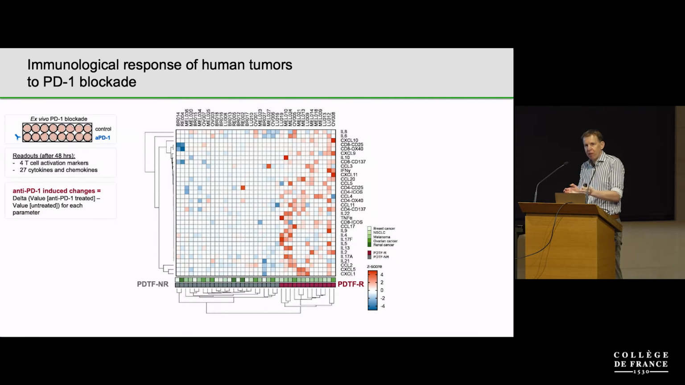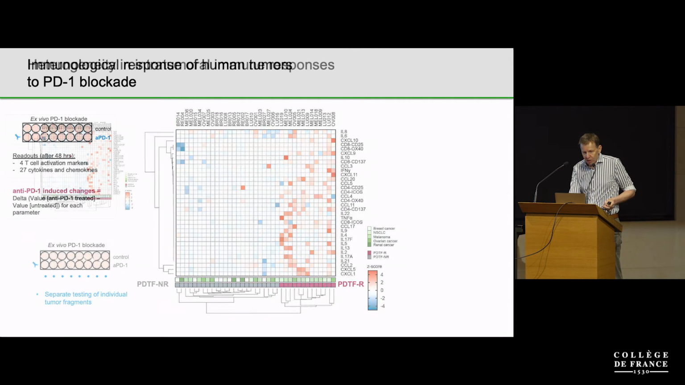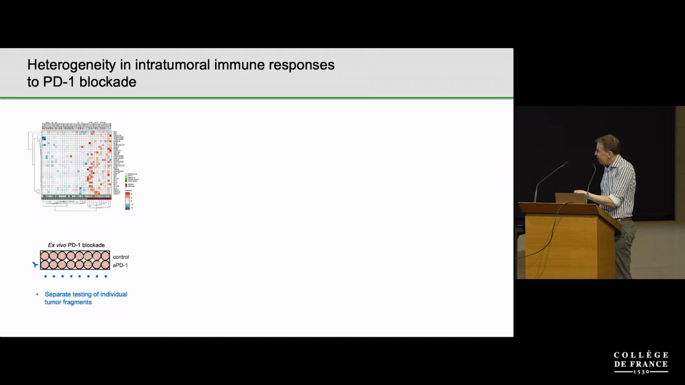And having these data, we wanted to understand, is this stochastic noise? We're only sampling a small part of the tumor, and if we would have sampled another part, we would have seen a different response. Or does it really truly reflect a difference between different tumors? So what we did is, again, these ex vivo PD-1 blockade experiments, and again, doing many cultures in parallel, but rather than pooling them, we now analyze them all separately to see whether if you take different pieces of the tumor, tiny fragments, do they all show the same response?